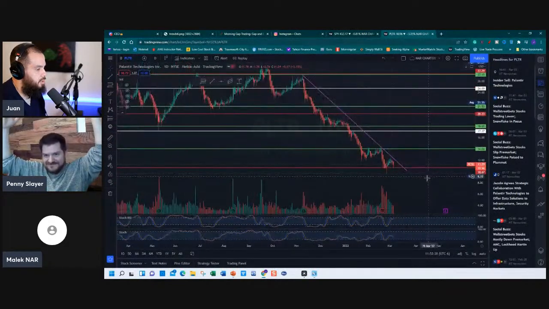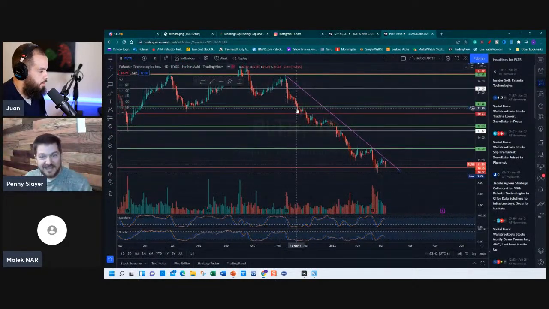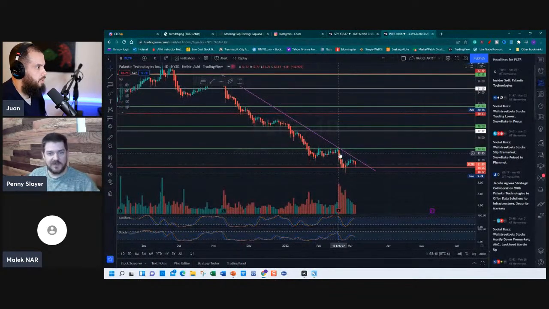Right now, looking at Palantir, someone requested Palantir. I made my entry at $10.59. I like this chart. I like it. And so I made a position here. Yeah, this is good right here.